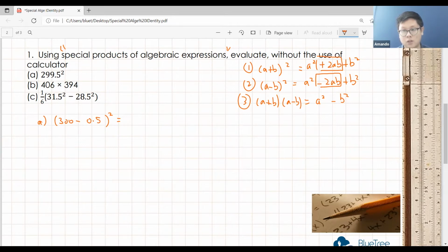We know that the first term is represented by A. The 300 is basically A. And then in the middle, because it's minus in the bracket, you have negative 2 times A times B. Now, 2AB doesn't mean 2 plus A plus B. Some of the students have this misconception. With no sign next to the 2AB, they are just multiplied with each other, right? And for the ending here, the positive B squared will just be positive 0.5 squared.